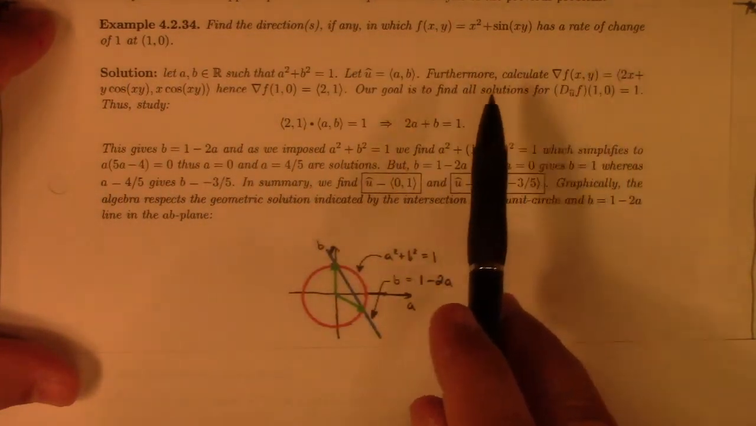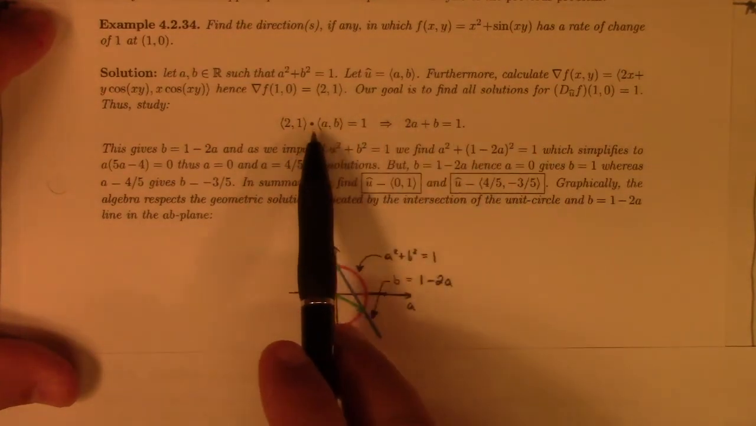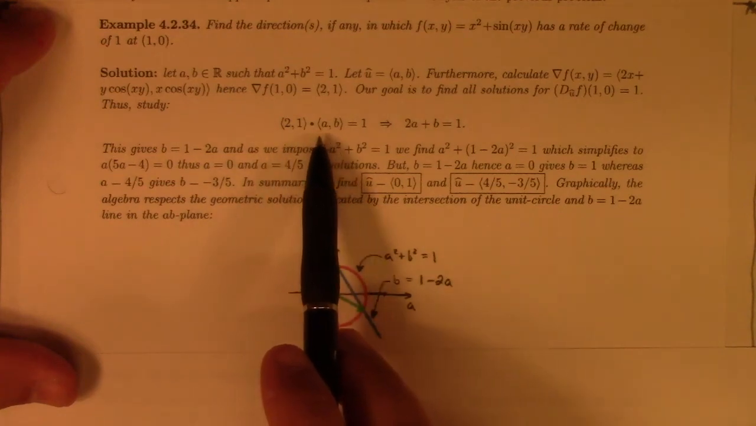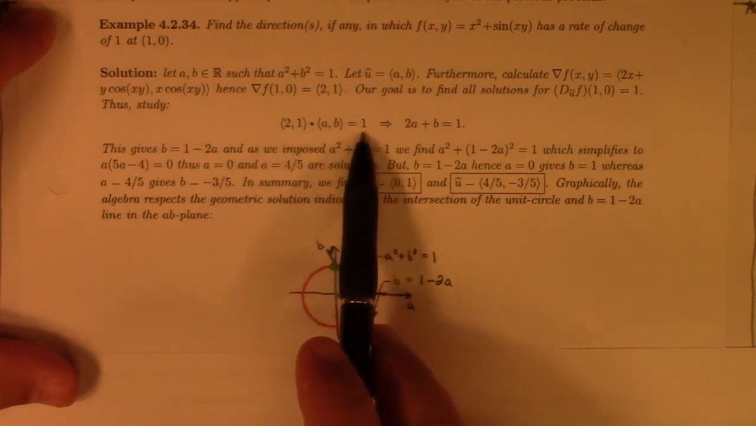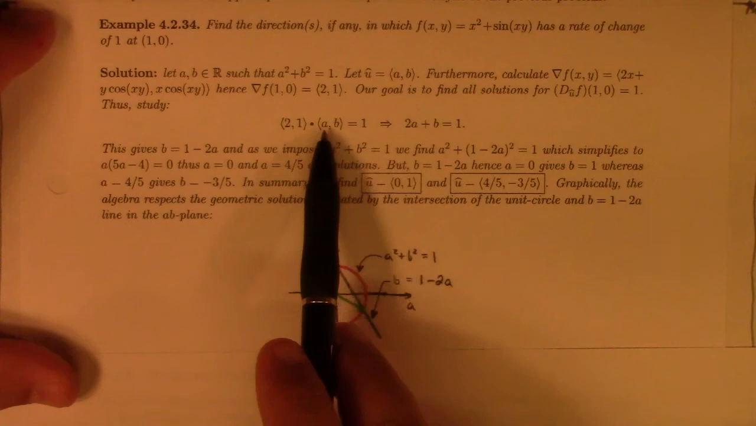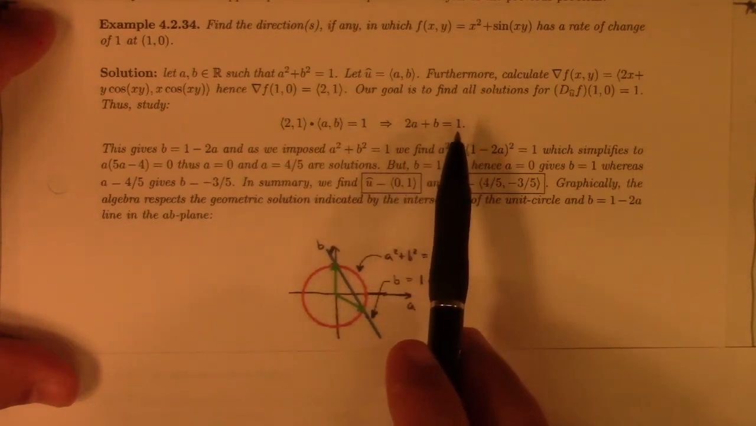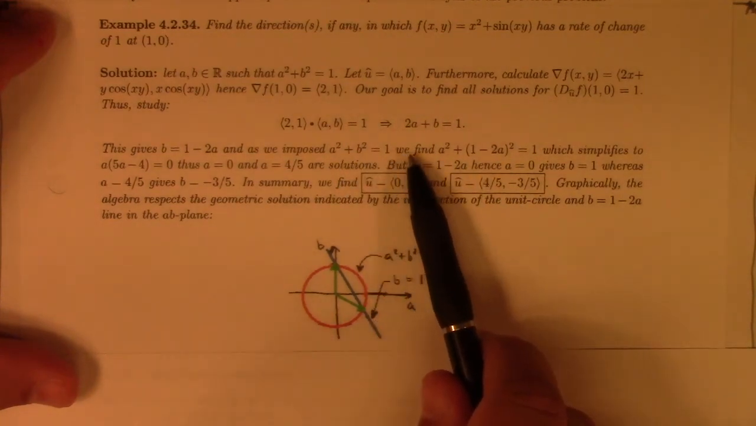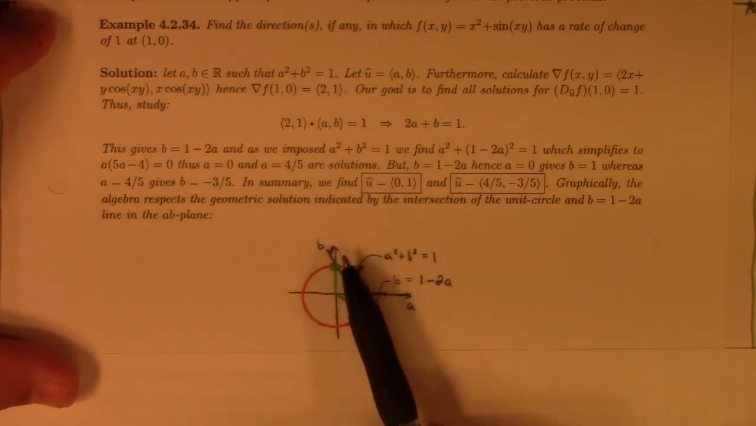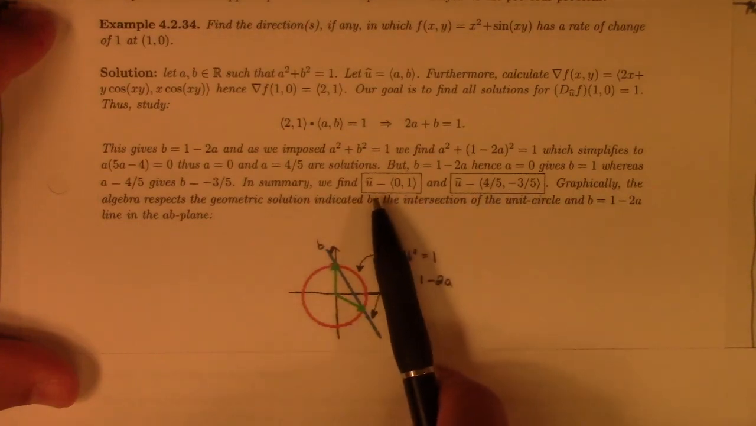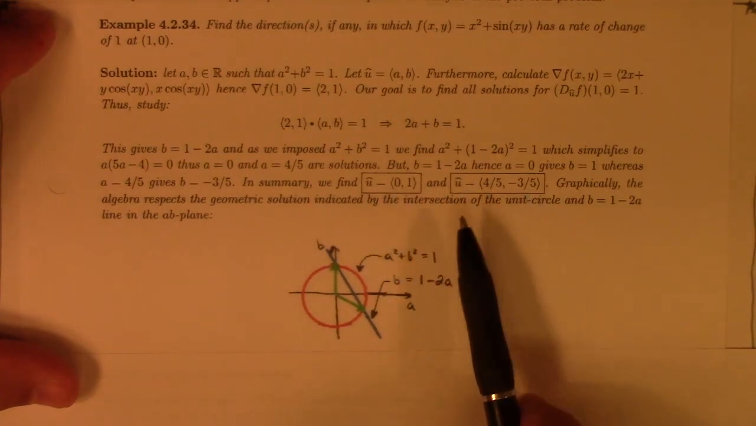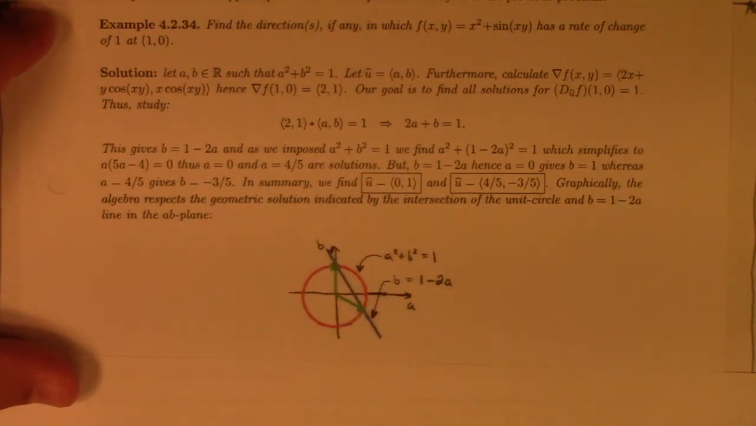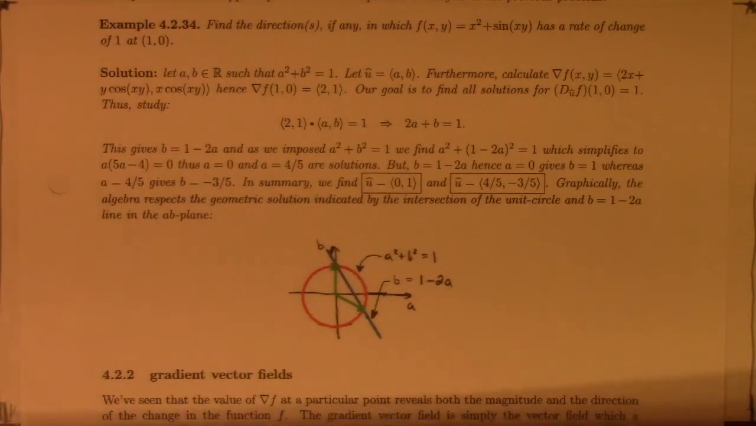So what we do is we leave the direction vector symbolic, calculate the gradient at the point, and I set the directional derivative equal to 1. That gives me 2a plus b equal to 1, but remember, it's a unit vector. So I still know a squared plus b squared equals 1, so I have to solve this and that simultaneously. And when I do that, I get two directions. I get 0, 1, and also that. So there are two different directions in which the rate of change is 1 for this function. So I think that's pretty neat.